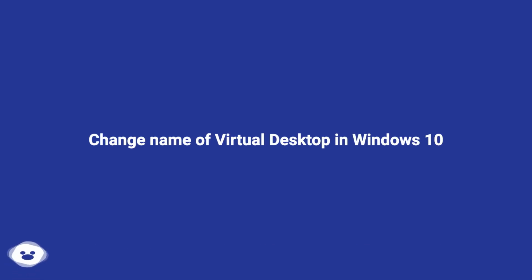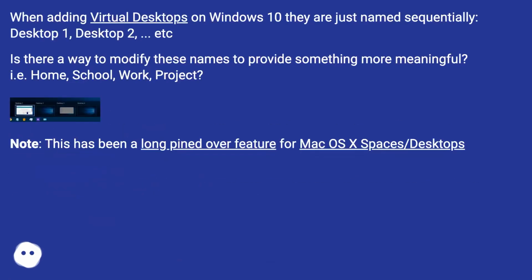Change name of virtual desktop in Windows 10. When adding virtual desktops on Windows 10, they are just named sequentially: Desktop 1, Desktop 2, etc. Is there a way to modify these names to provide something more meaningful, i.e. home, school, work, project? Note, this has been a long pined over feature for Mac OS X Spaces/desktops.